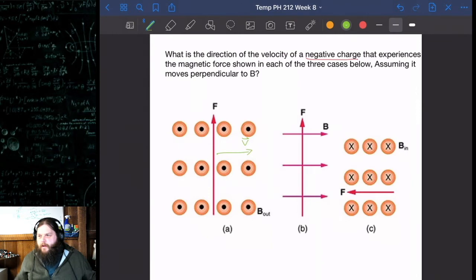Looking at part B, same idea. I start with my thumb pointing up. Again, this is a negative charge. We've got to flip the thumb down. And then my fingers, in my case, are pointing to my right, your left. All right? So I straighten those out, and it's going to be going down into the page.